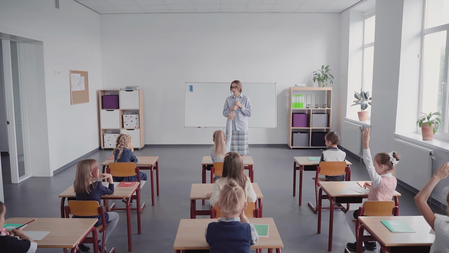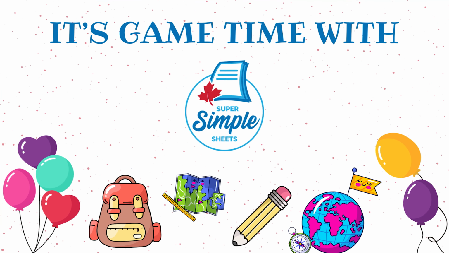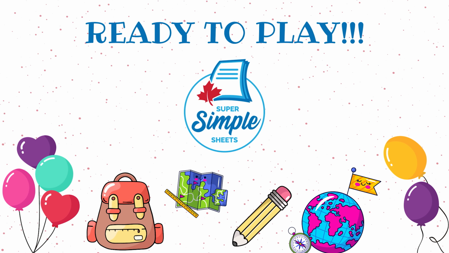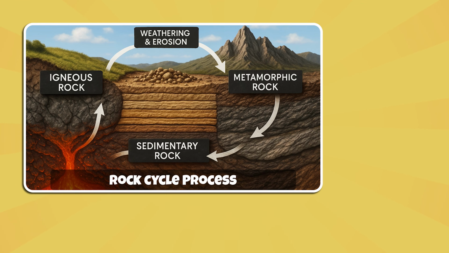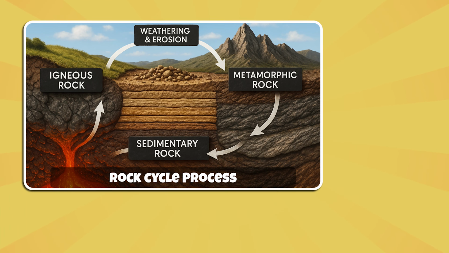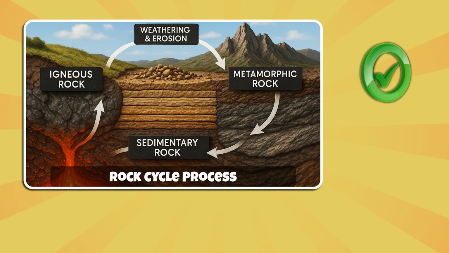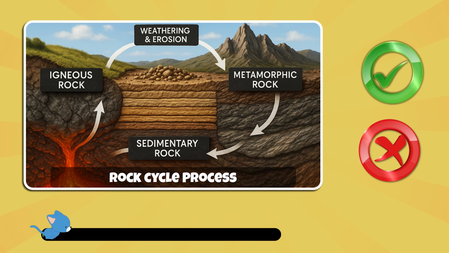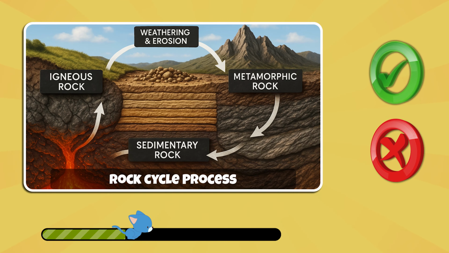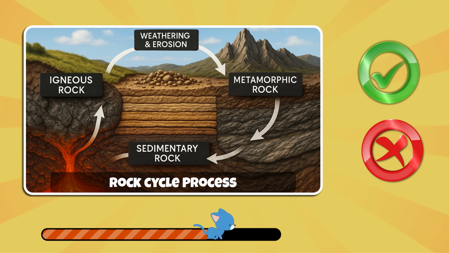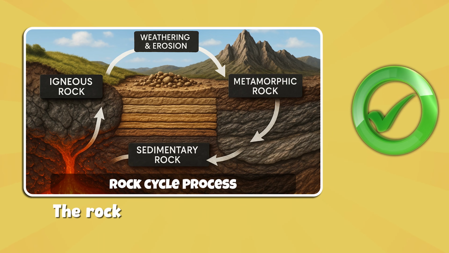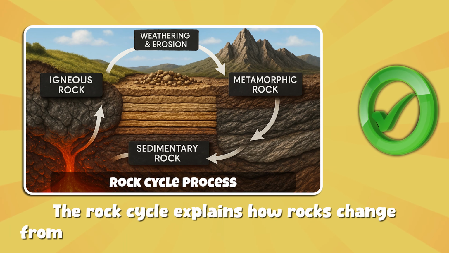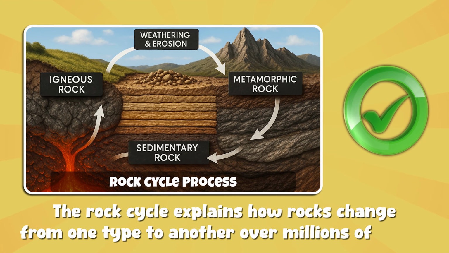Let's get started. It's game time with Super Simple Sheets. Ready to play? Here comes your first one. The rock cycle is a process that can turn one type of rock into another over time. Stand for true, sit for false. That one's true. The rock cycle explains how rocks change from one type to another over millions of years.